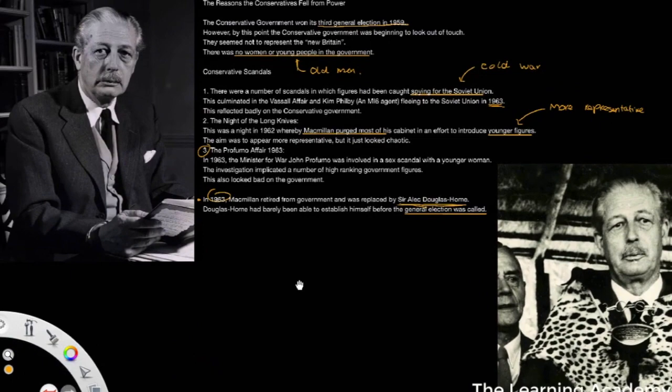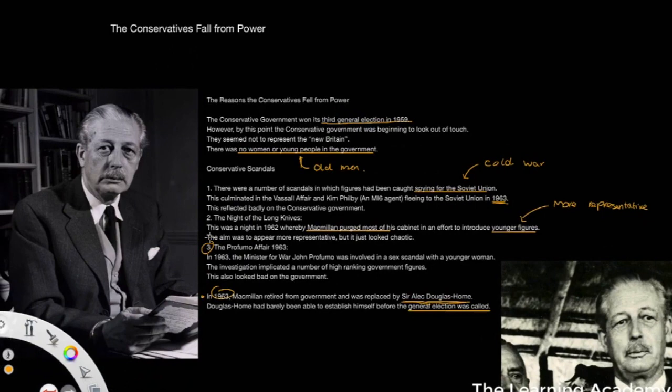In the next few lessons, we're going to talk about the society that took place in this period, this affluent society. We're going to talk about the economy, we're going to talk about issues of immigration, and we're going to talk about foreign policy.